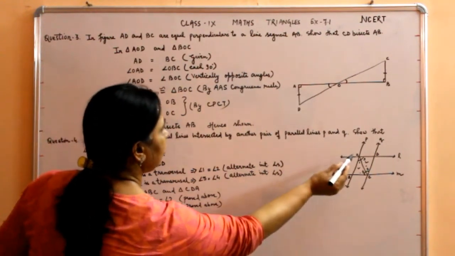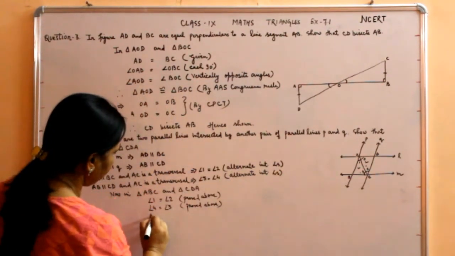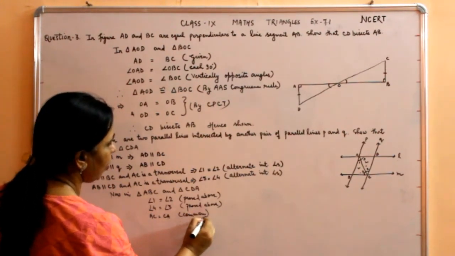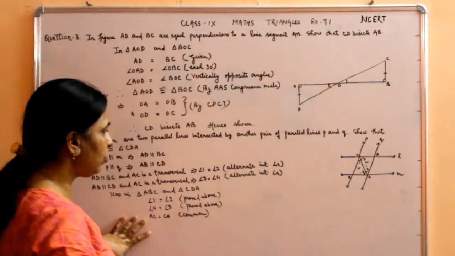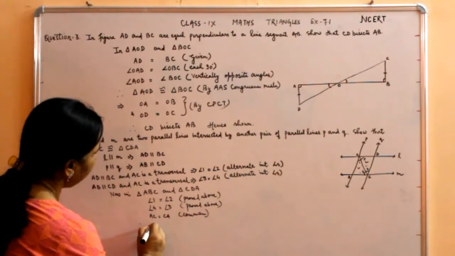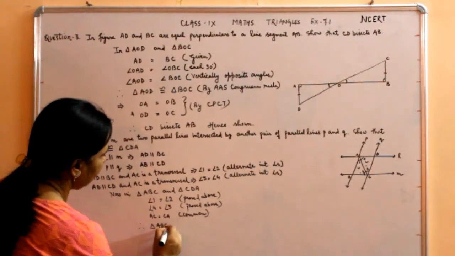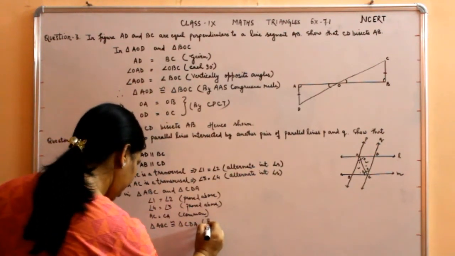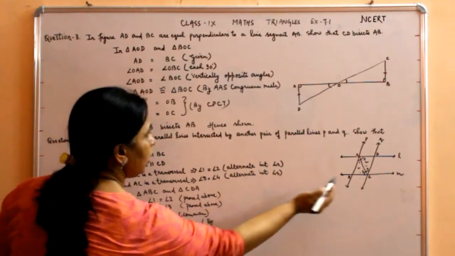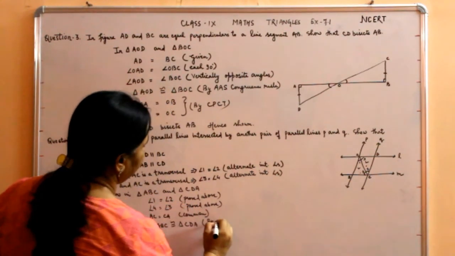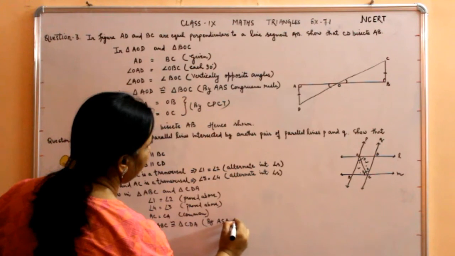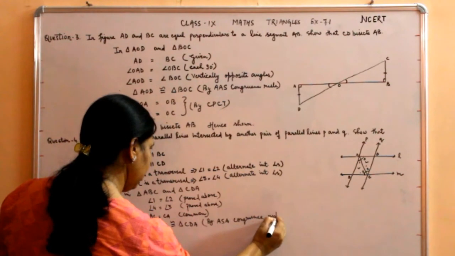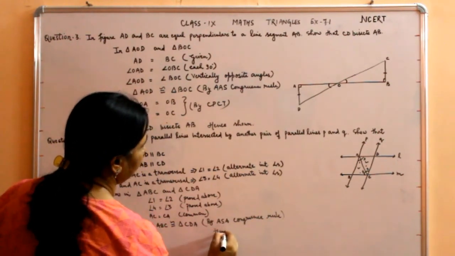And AC is equal to CA because it is common. So we have proved three elements of the two triangles equal. Therefore, triangle ABC is congruent to triangle CDA by which congruency? Angle side angle, by ASA congruency. Hence, proved.